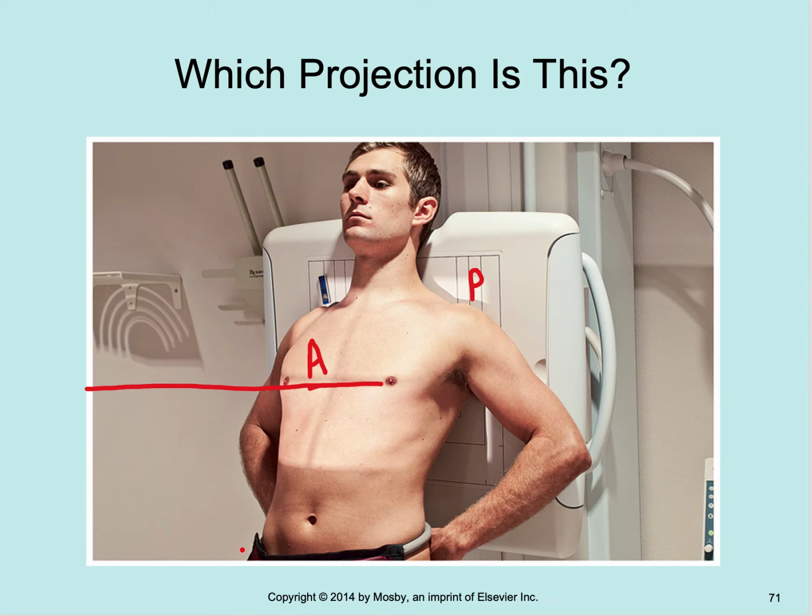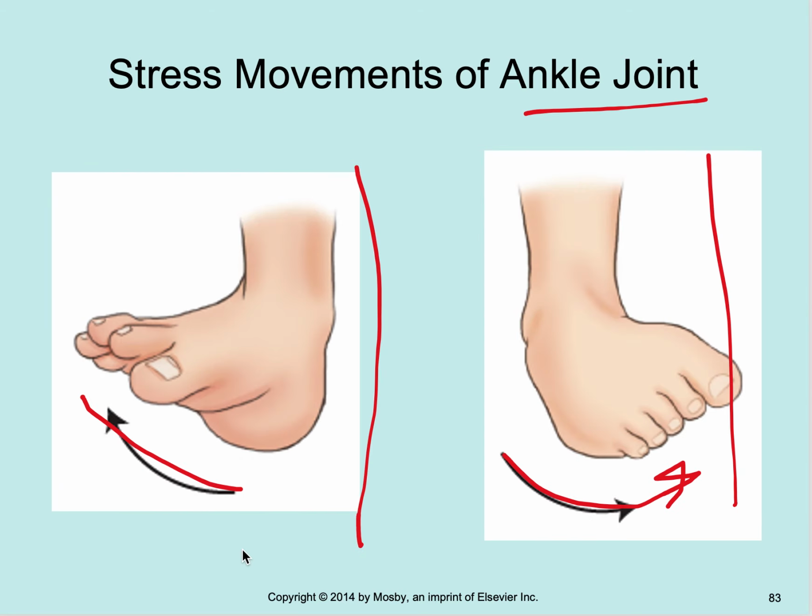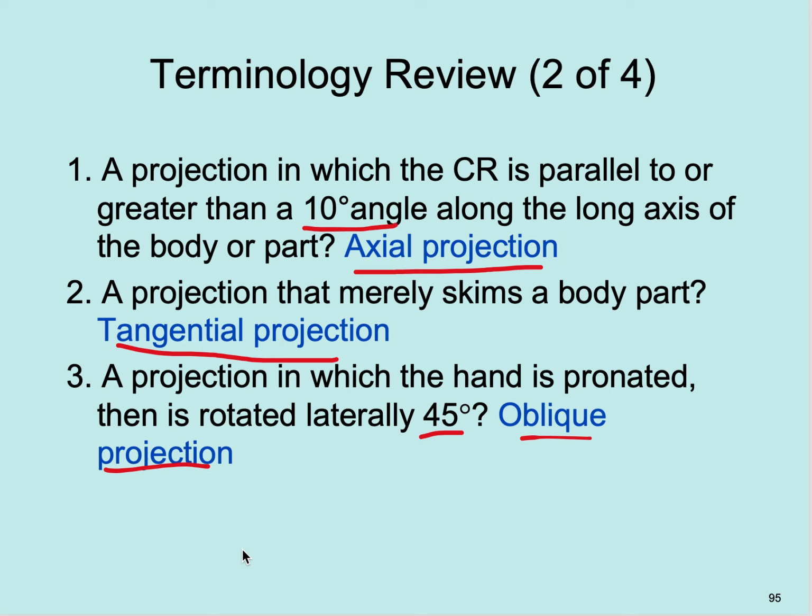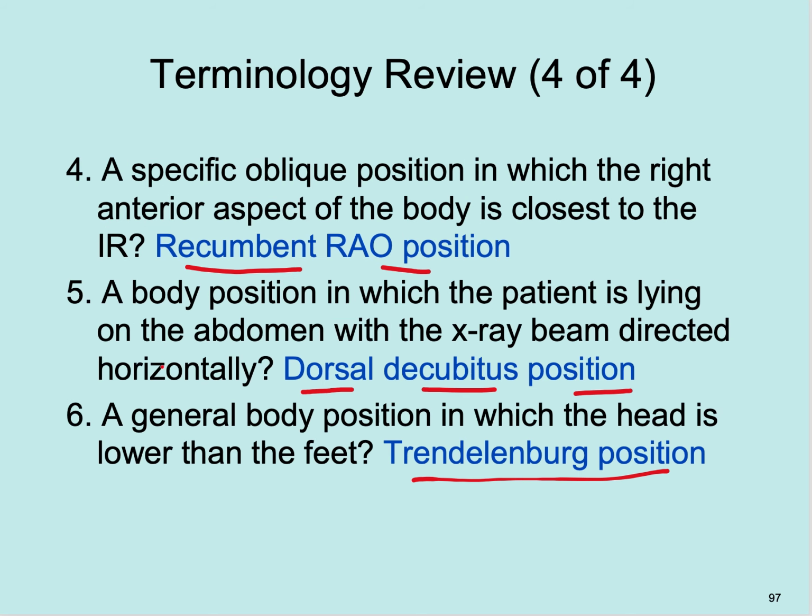So if we go back down, we are going to realize that that is wrong. So a body position in which a patient is lying on the abdomen, right? It is not dorsal. It is ventral. With the X-ray beam directed horizontally, ventral decubitus position. The only way it could be dorsal is if they are lying on their back.